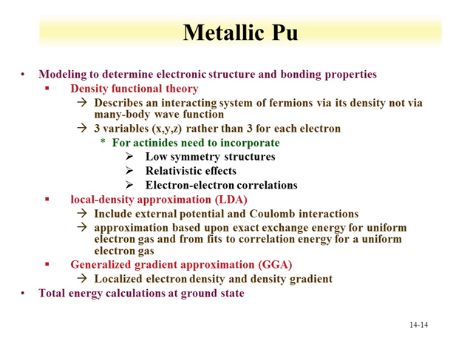Some of the methods for understanding and modeling plutonium metal are briefly described here. Density functional theory has been used. For the actinides, one needs to include low symmetry structures, relativistic effects, and electron-electron correlations. Local density approximations have also been used, and these include some potentials and Coulomb interactions. And then there's a generalized gradient approximation. These use localized electron density and density gradients. All these terms are often employed if you read papers related to density functional theory, DFT computations involving the actinides.